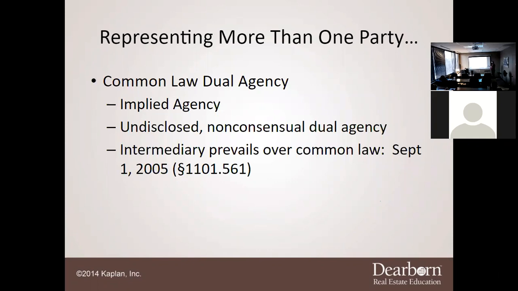Did I give you permission, Travis, to represent Mr. Grossman? I'm sorry, Mr. Grossman did not give me permission. Did I give you permission to represent Miss Davenport when you're selling my house? No. And did you get her permission to represent me in the sale? No. So what just happened? Through his actions, implied agency was created through an undisclosed non-consensual agreement. Therefore, he has a common law dual agency.